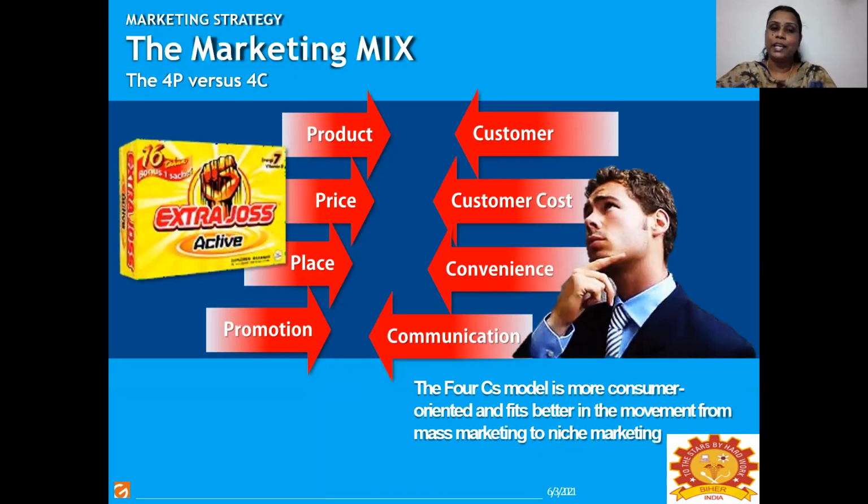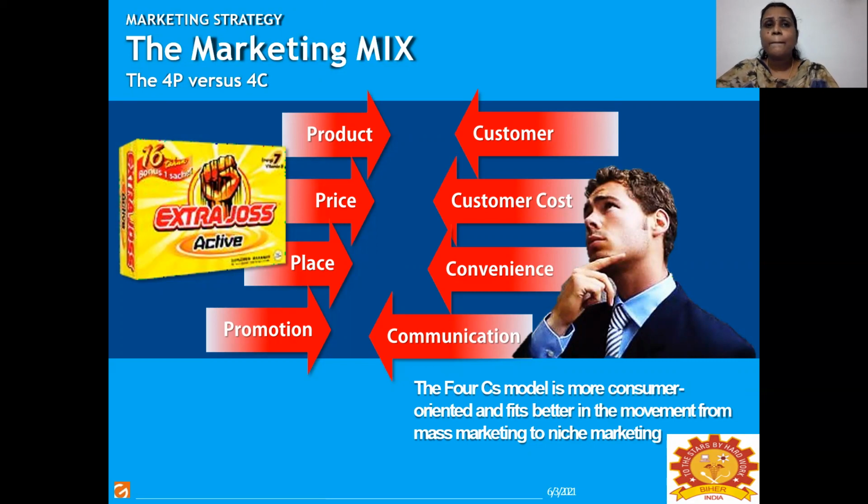So the 4Ps versus the 4Cs. For the 4Ps, we have the 4Cs. For product, it is the customer, for whom you are creating the product or service, or anything that is marketed. The price is the customer cost. It is the exchange value, the medium of exchange which the customer pays to the organization for the utility of the particular product. And place depicts the convenience of the product.